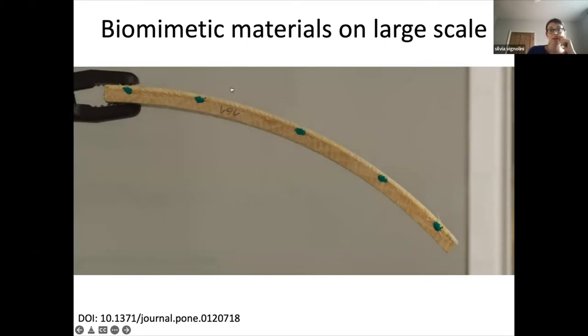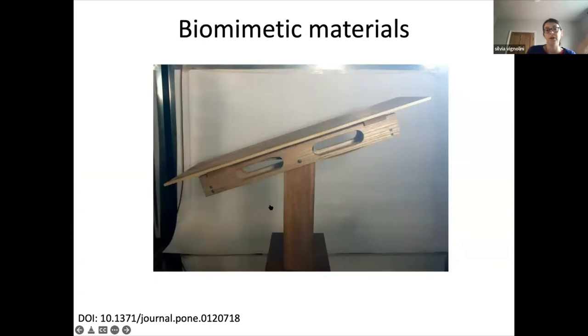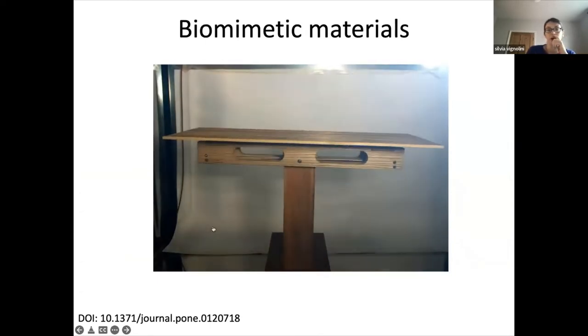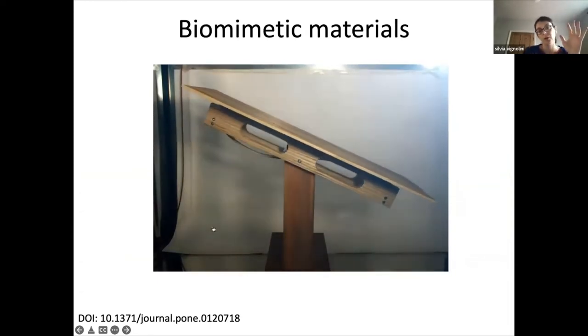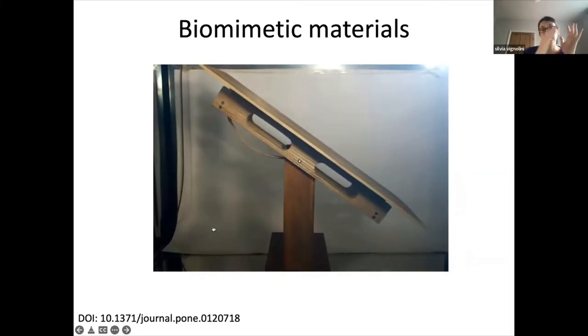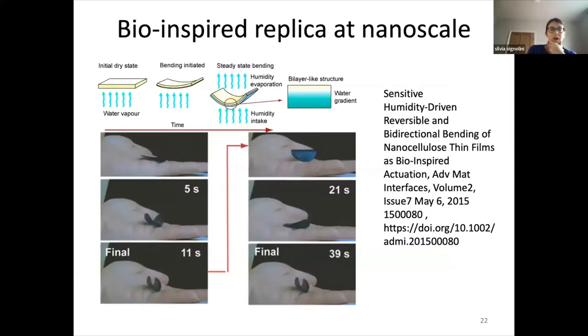And this type of material can be implemented in, for example, this one is an example of a solar cell holder that in the presence of sunlight can itself adjust its position and self-tune in order to follow the sun, just because the part of the panel that is exposed to the sun is drier than the other one. And this works on several scales.